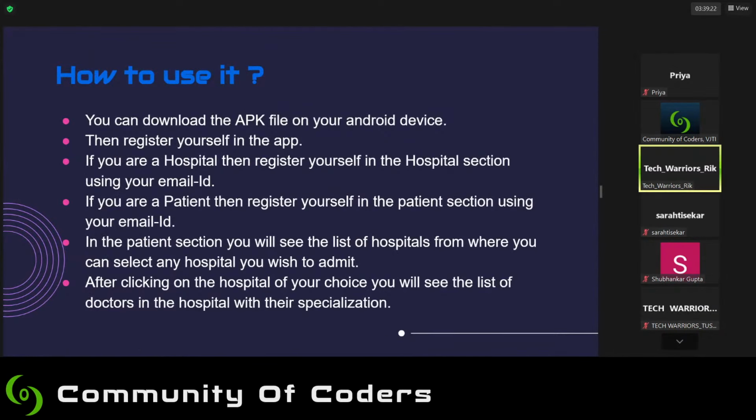How to use our app? You can download the APK file on your Android device, then register yourself in the app. If you are a hospital, register yourself in the hospital section using your email ID. If you are a patient, register yourself in the patient section using your email ID. In the patient section, you will see the list of hospitals from where you can select any hospital you wish to visit. After clicking on the hospital of your choice, you will see the list of doctors in the hospital with their specialization. Next slide.